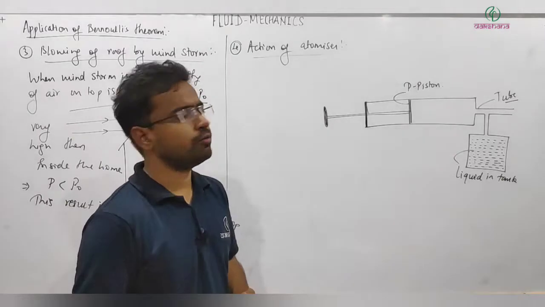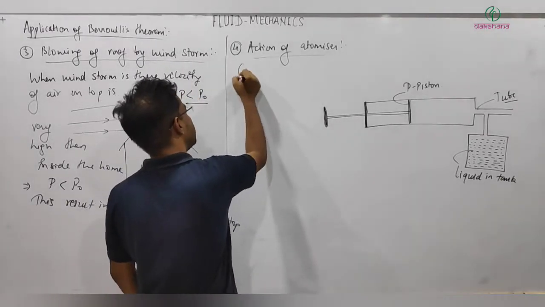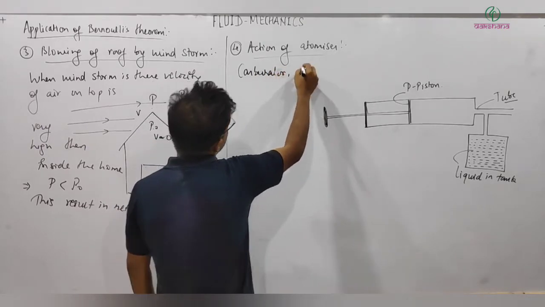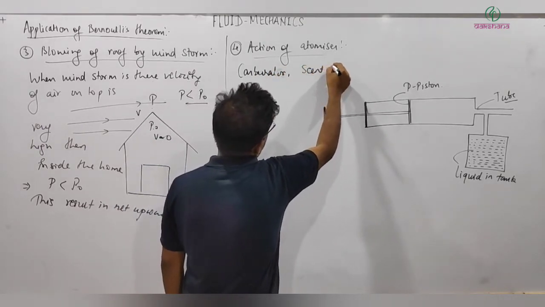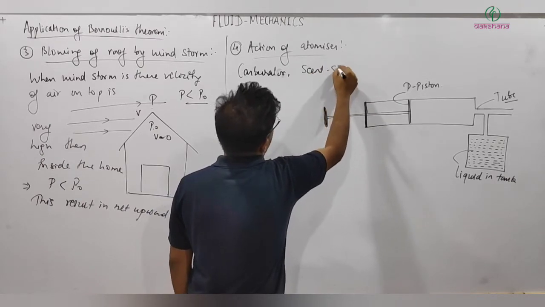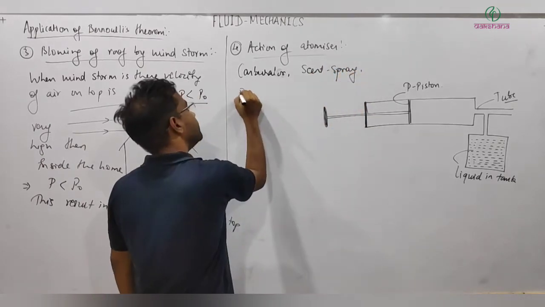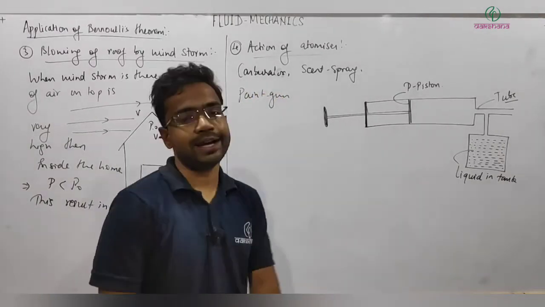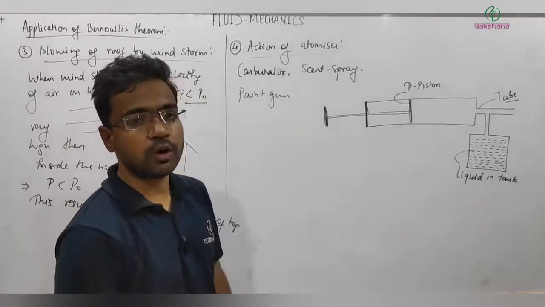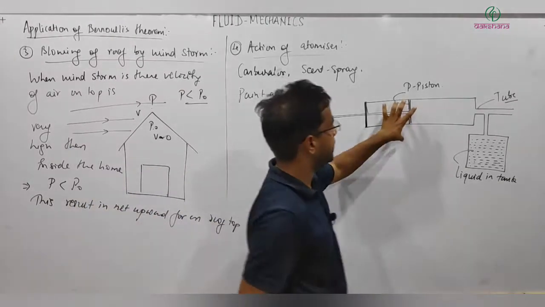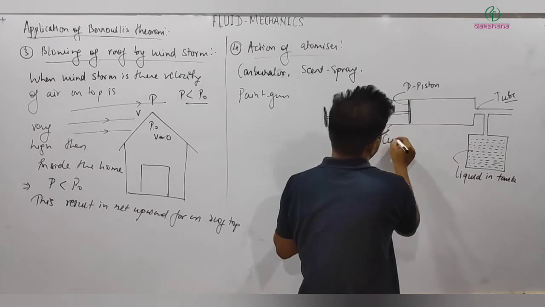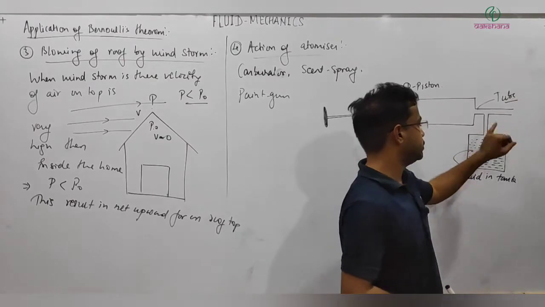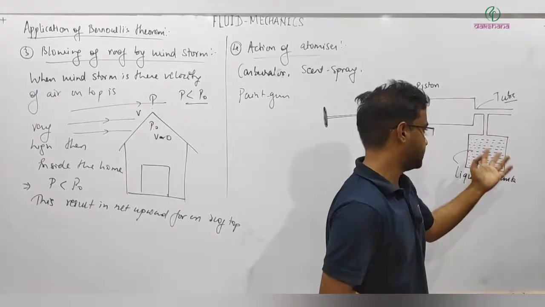Next is action of atomizer. It is used basically in the carburetor, scent spray, and paint gun. So all these use an atomizer, and what is that exactly and how does it work? Here we have one cylinder, one piston and one tube, and there is a liquid tank in which some liquid is filled.